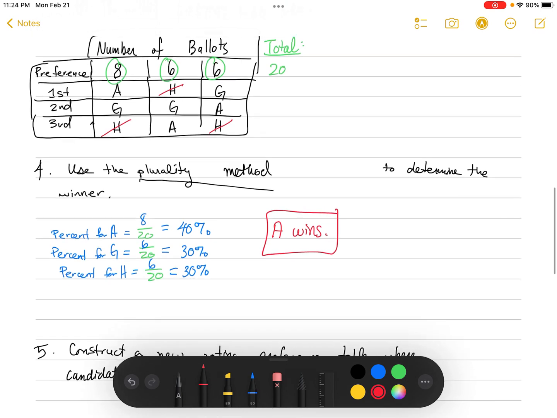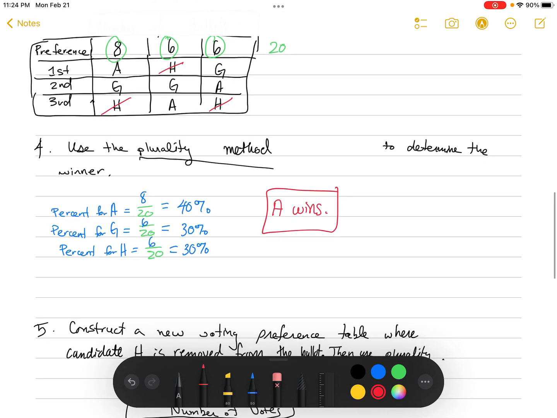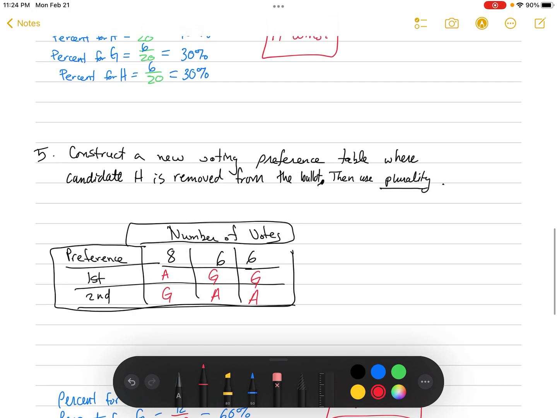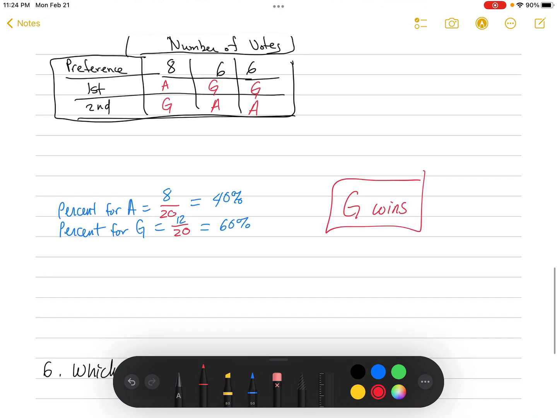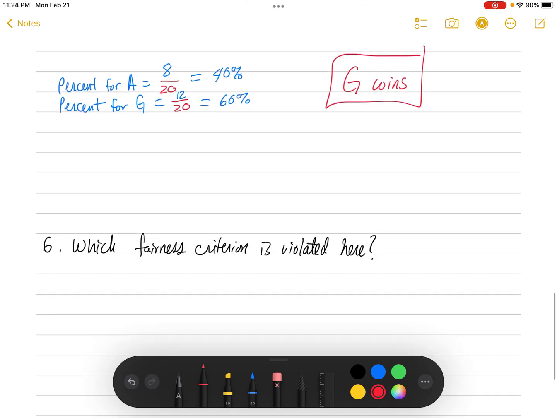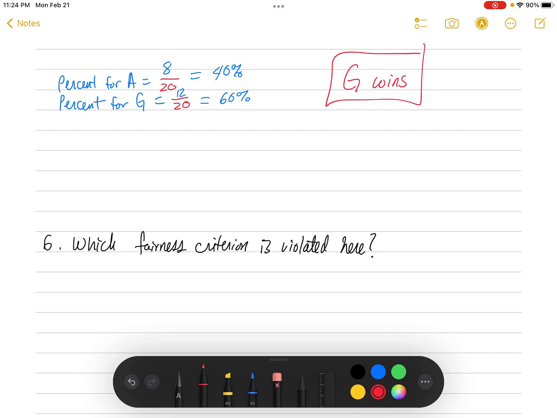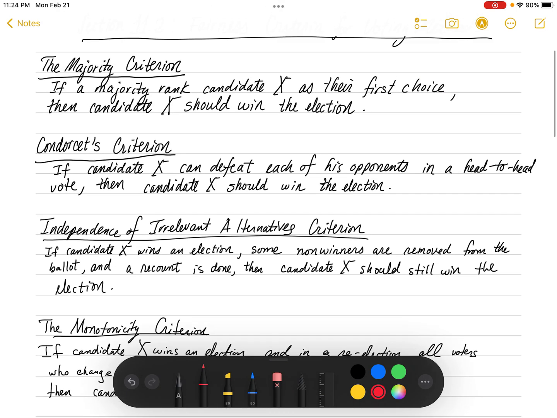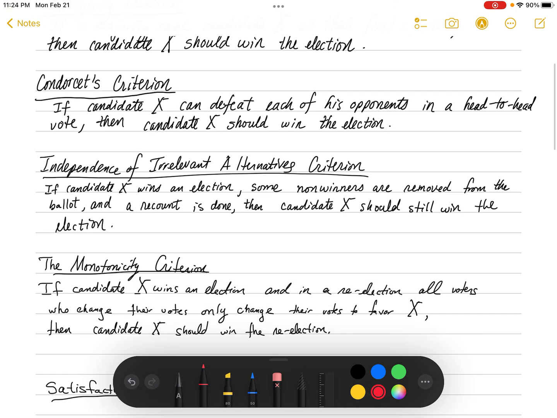So A won using the plurality method when there were 3 different candidates. But then we decided to cross out an irrelevant candidate, right? H was a non-winner. H was a loser. It only got 30%. And when you take H away, then someone else wins. So the question is, G won. Which fairness criterion is violated? It would be this one right here, the independence of irrelevant alternatives criterion.